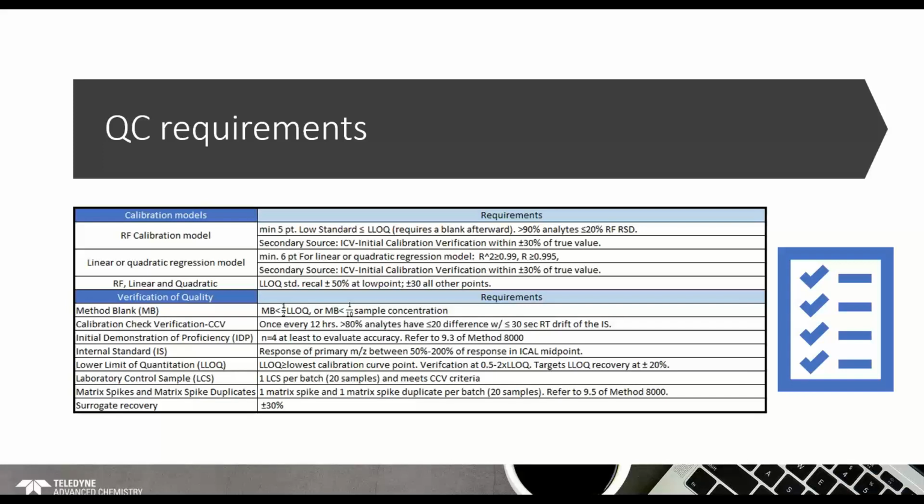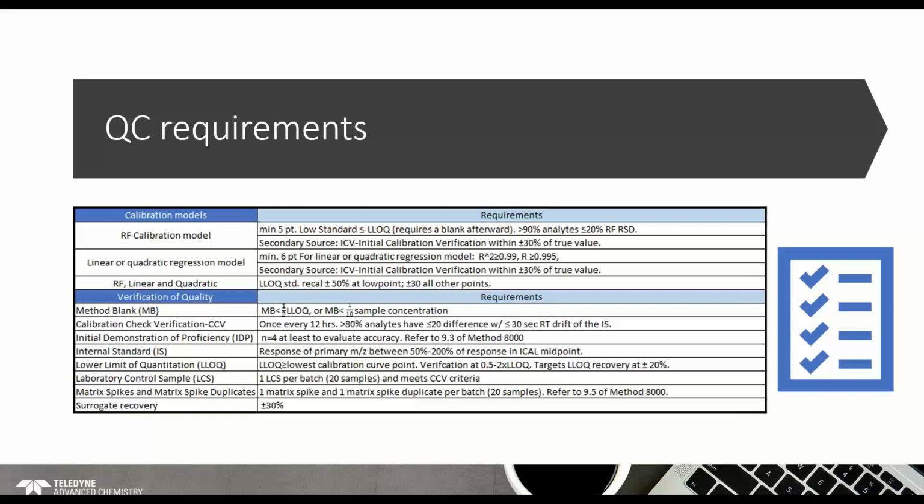The method blank, as I mentioned before, has to be less than 1/2 of the LLOQ or 1/10 of the sample concentration. The calibration check verification is done again once every 12 hours, and at least 80% of those analytes have to have less than 20% difference with a 30-second retention drift in terms of the internal standards. The IDP, or the initial demonstration of proficiency, needs at least 4 replicates to evaluate accuracy. Please refer to section 9.3 of method 8000 for more details.